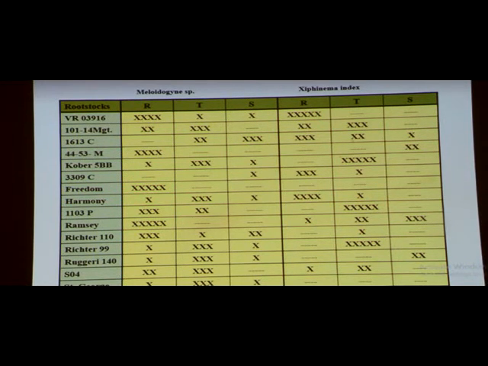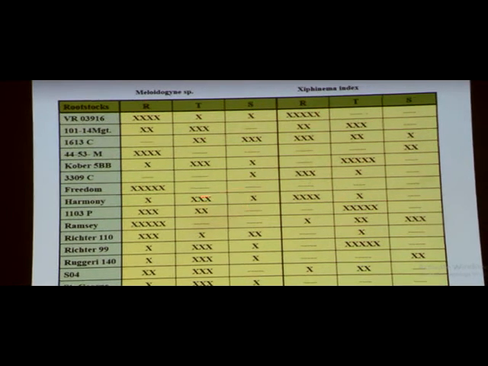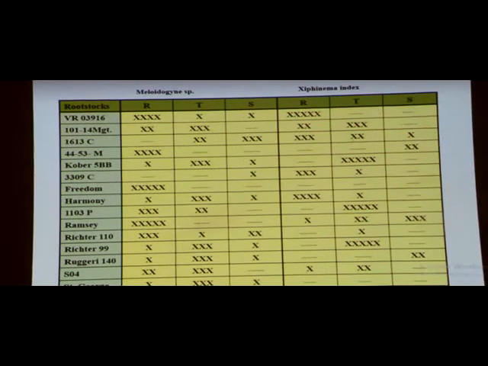What is the RTS? Resistance, tolerance, sensitive. So Freedom is resistant to Meloidogyne, Harmony resistant to Xiphinema. But other researchers say different things. But what we see in practice is that with Freedom, Harmony, Ramsay, the root system is so vigorous that nematodes are not a problem anymore.